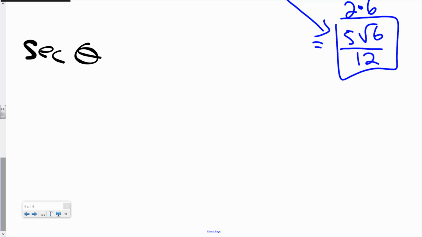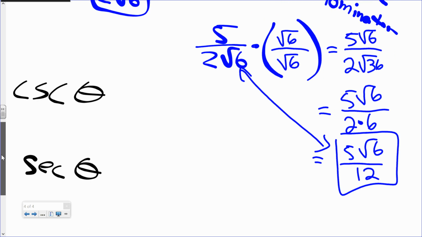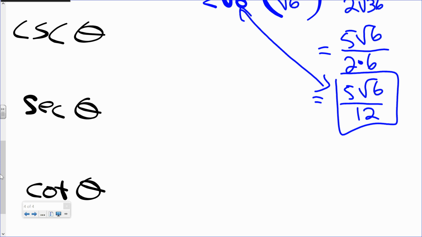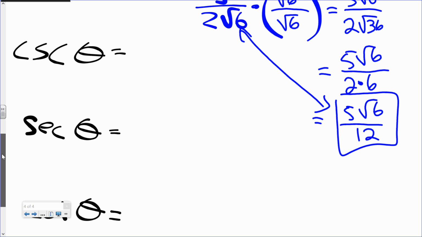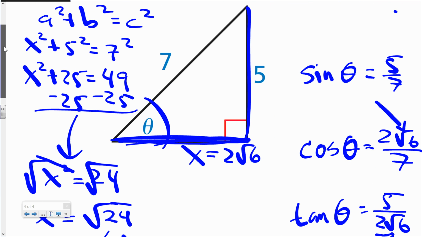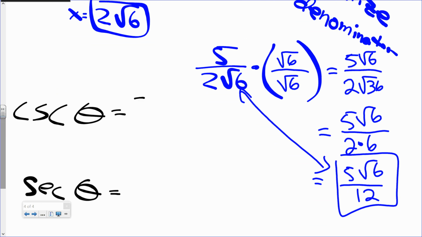You're not taking notes. You're looking at STEM. Trust me. Cotangent theta. Nice. This reciprocates what? The sine. So sine was 5 over 7, so the cosecant is 7 over 5. That was easy.